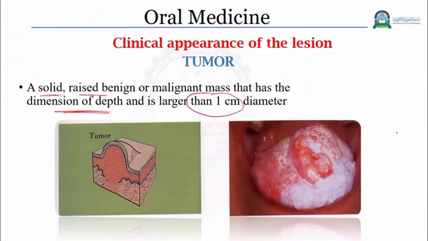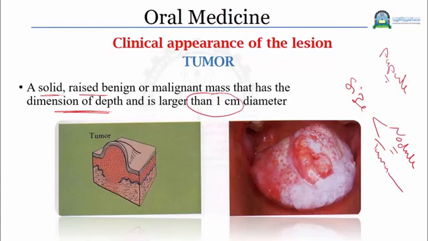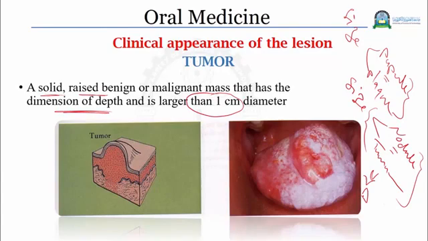So the nodule resembles the tumor, but they are different in size. The tumor is larger than the nodule, just as the plaque is larger than the papule. Nodule and tumor are completely different from papule and plaque because they have a dimension of depth, or what we call induration.